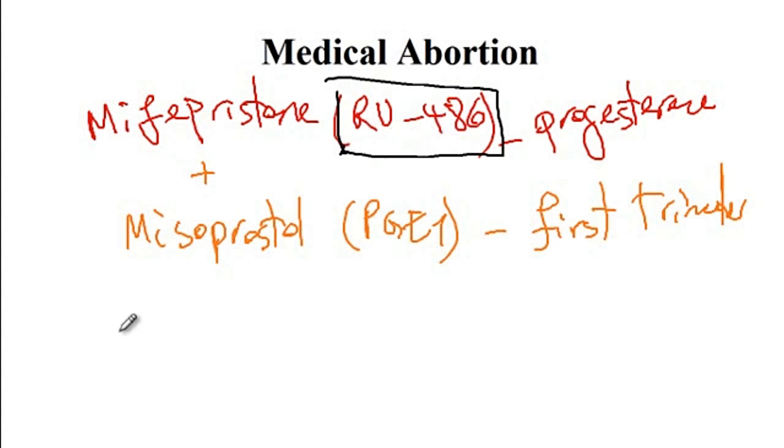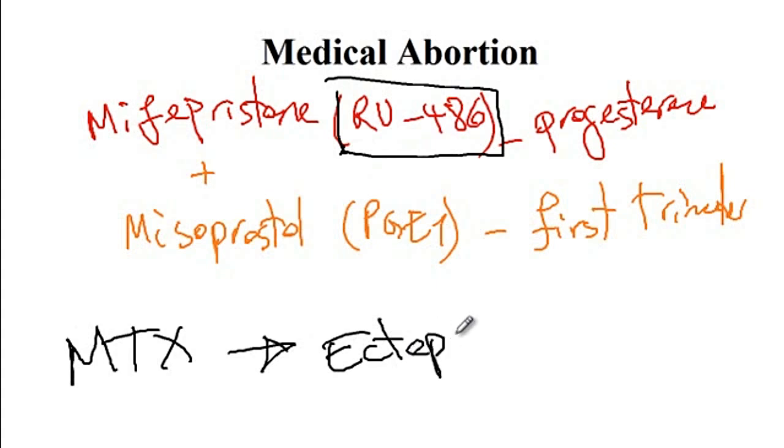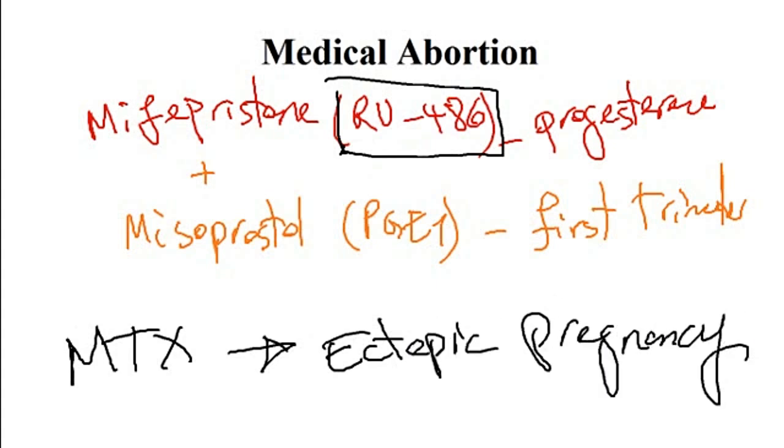And then one final medication is methotrexate, which is used for the medical abortion in patients with ectopic pregnancy. And that concludes our discussion.